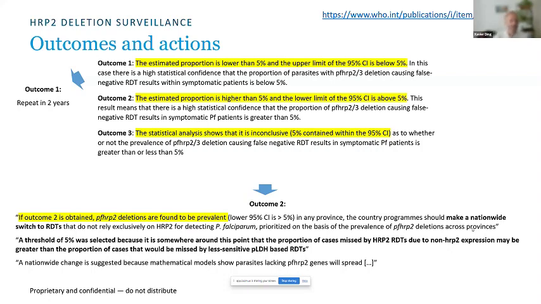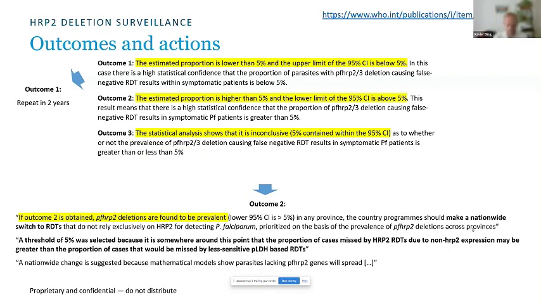It's important to say, about this threshold of 5%, well, two things. First, it's important to make the distinction between deletion and false negative. So it's 5% false negative by RDT that is the threshold. And you can have deletion, but sometimes you can have samples still detected because you have multiplicity of infection. You can be infected by both deleted and undeleted parasites. So it's important to understand it's 5% of false negatives.